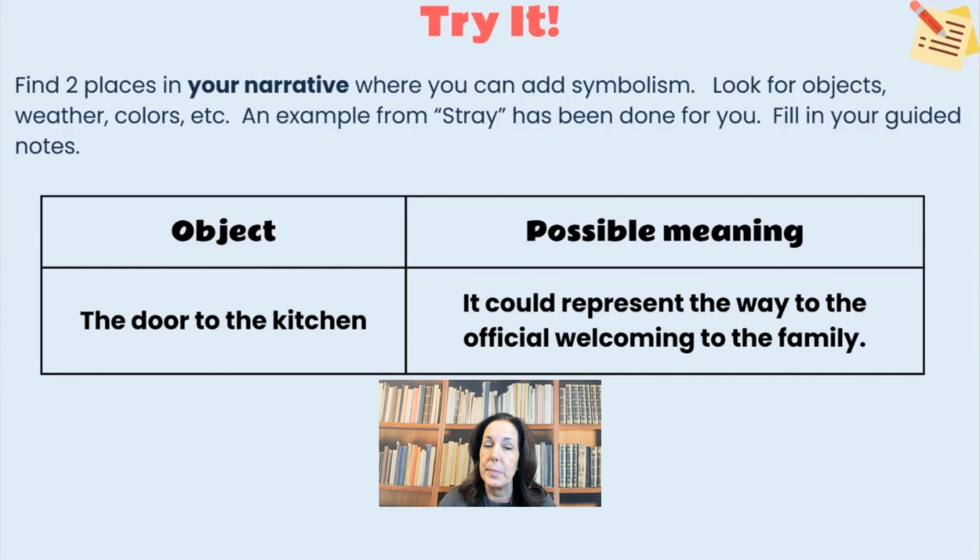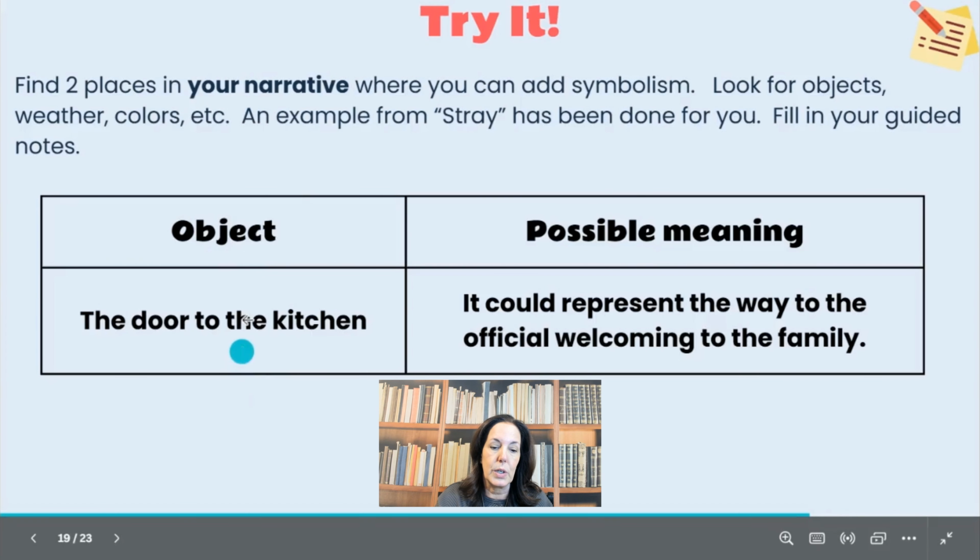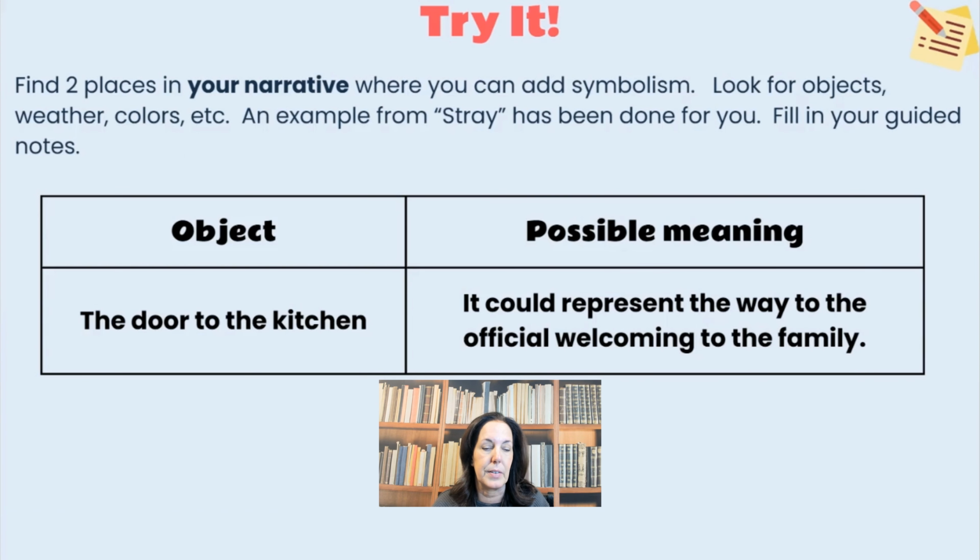An example from Stray is here. The door to the kitchen was an object that was mentioned a couple of times in the story, and the possible meaning, it could represent the way to the official welcoming of the family, because if you remember, the dog was always kind of laying on the basement steps, listening in on the kitchen to the conversations. So I thought it could symbolize that. So pause and turn and talk and add some symbolism into your narrative.